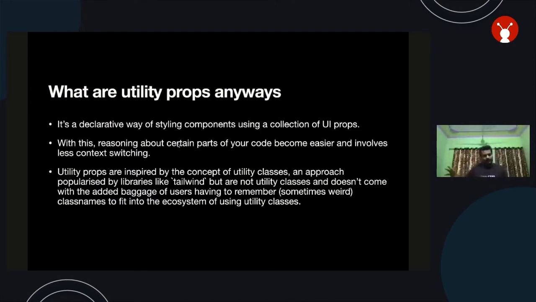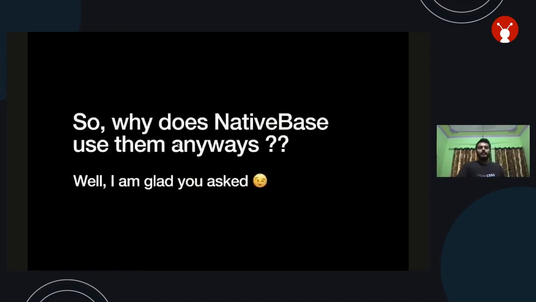This approach is not that. It was inspired by utility classes, but it's not utility classes. And since it's not utility classes, it doesn't come with the baggage of having you memorize weird names for classes, right? That is an argument that a lot of people don't like about utility classes, because you have to memorize a lot of class names and they sometimes can be weird. The names could have certain attributes that don't really make natural sense. So that baggage is not here. Utility props are not utility classes, but they were inspired initially by utility classes.